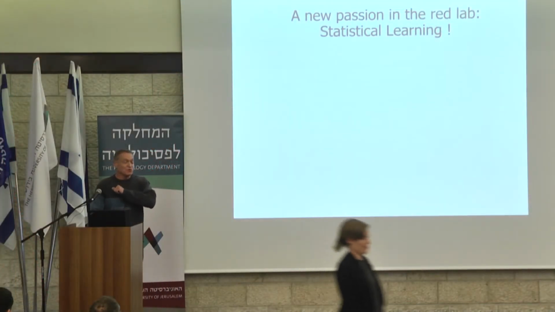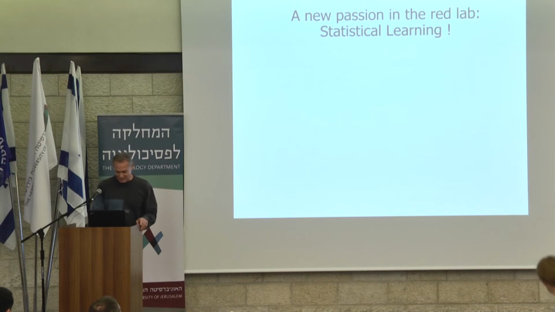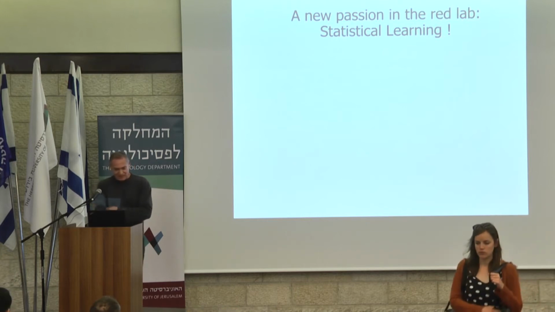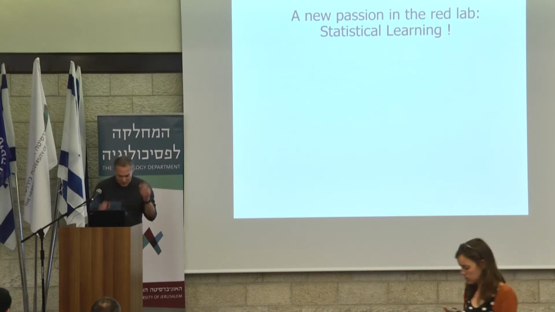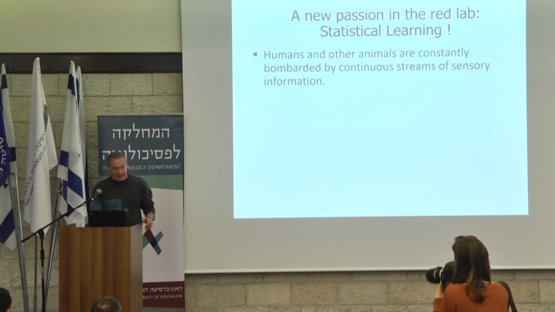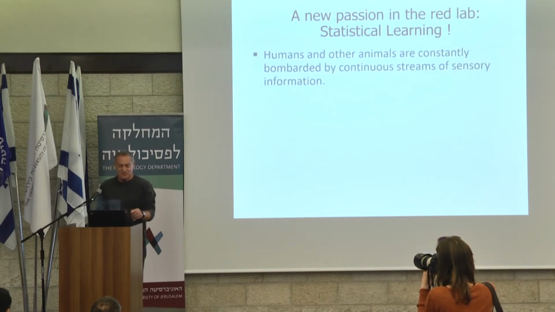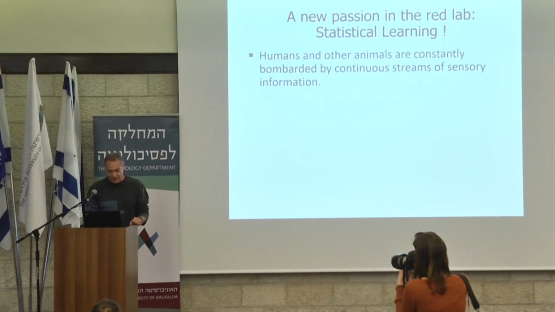So most of you know my work from language, and it's time for updates. There is a new passion in the Red Lab. It's called statistical learning, and the upshot of it is that humans and all other animals are constantly bombarded by continuous streams of sensory information. And statistical learning is this general mechanism by which cognitive systems, in humans or animals, extract irregularities from the environment.